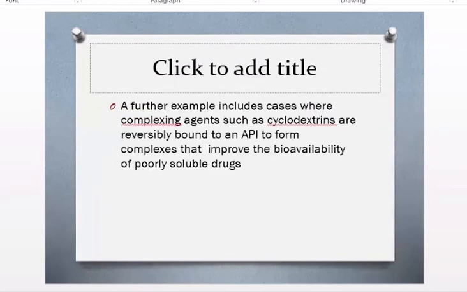Another example includes complexing agents such as cyclodextrins. I think we did look at cyclodextrin complexation. These are reversibly bound to the API to form complexes that improve the bioavailability of poorly soluble compounds. That also is a beneficial physical interaction, and we spent quite some time looking at that.